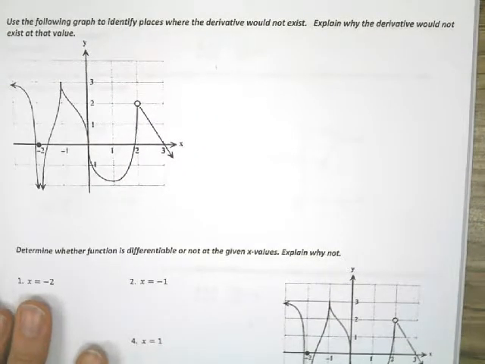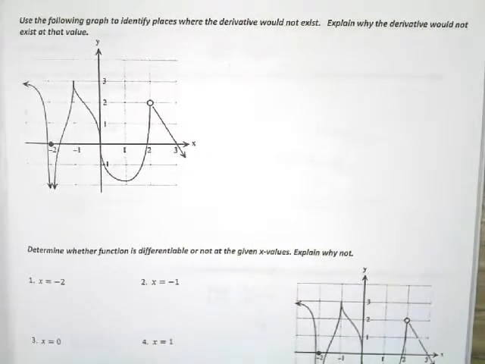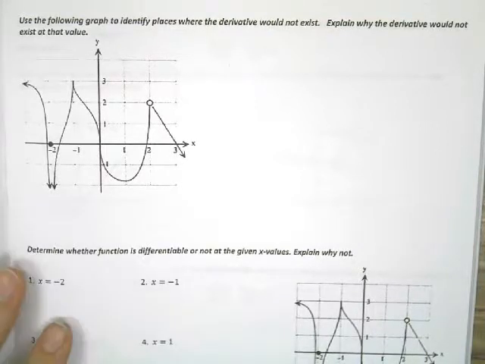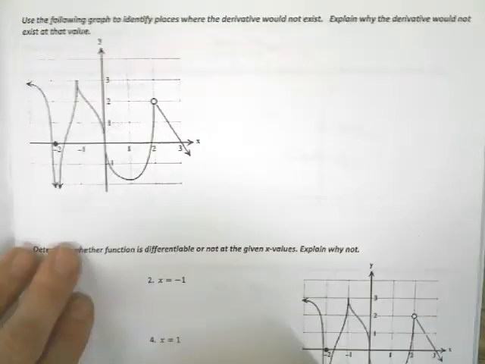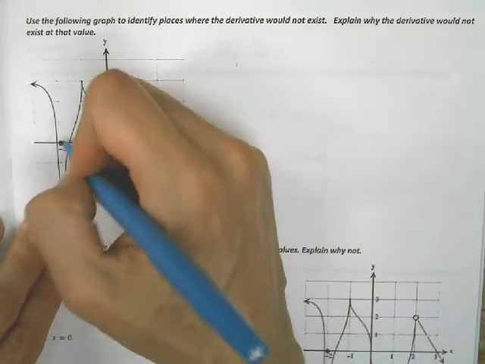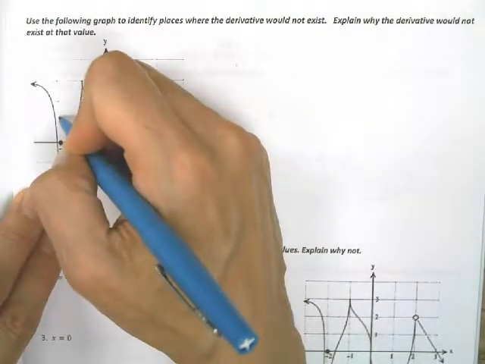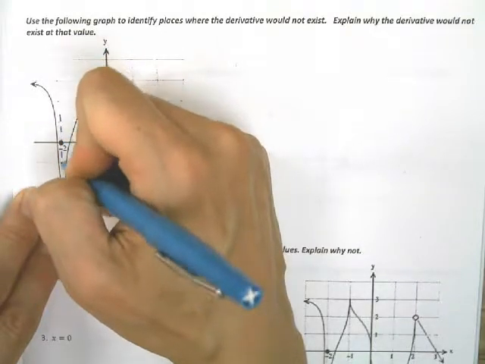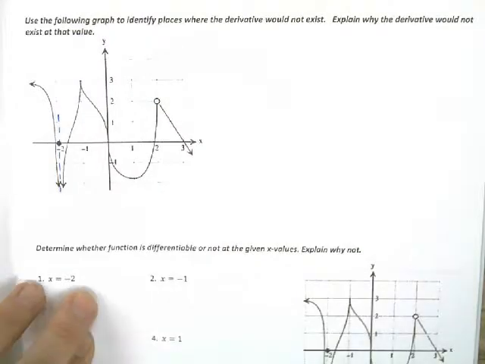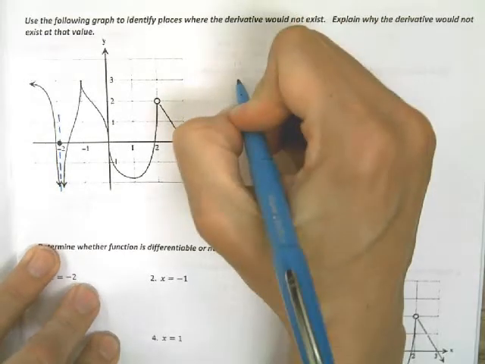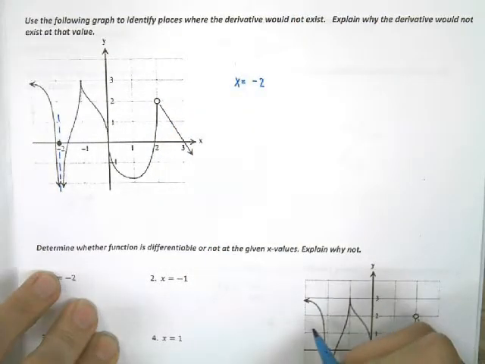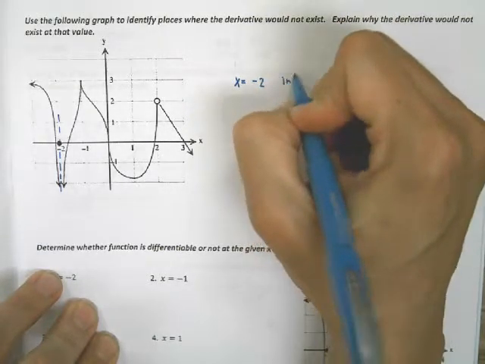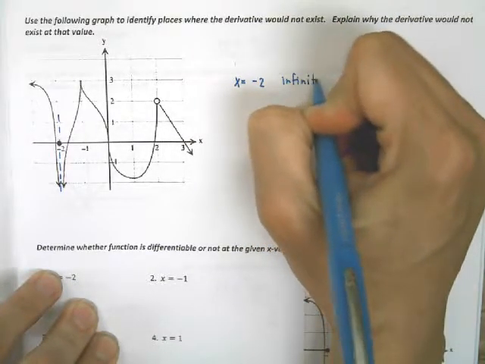Okay. Oops, actually I'm up here. All right, so we're going to identify where a derivative does not exist and then explain why it does not exist. Kind of classify what's happening there. So the first thing I see happening is here at -2. And what it looks like to me is that I have a vertical asymptote here. So I would say I am not differentiable. The derivative does not exist at x equals -2. And I would say that's due to an infinite discontinuity.